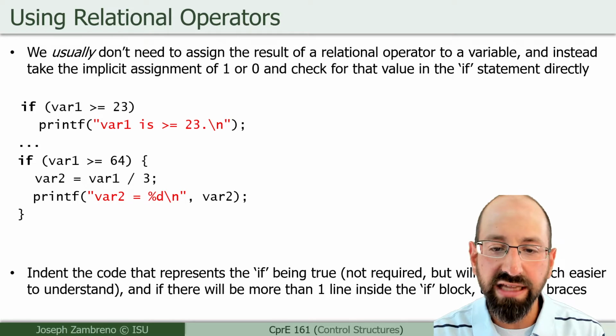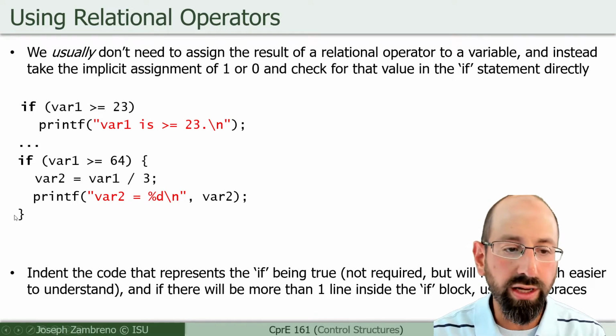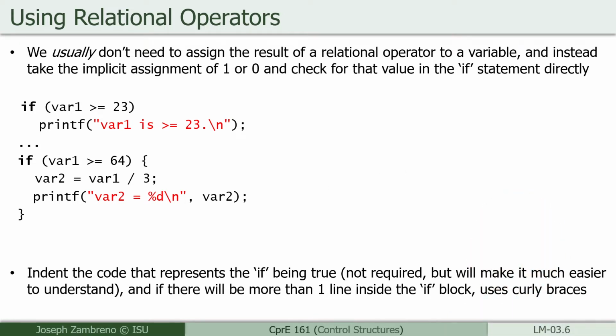So we would have, instead of setting the value of variable 1 being greater than or equal to 23 in this example, instead we were just having an if statement. If variable 1 is greater than or equal to 23, then we execute whatever is within that if block. Or later on in our code, if variable 1 is greater than or equal to 64, we have another if block here that maybe does some additional processing, additional arithmetic, and then prints out the value.